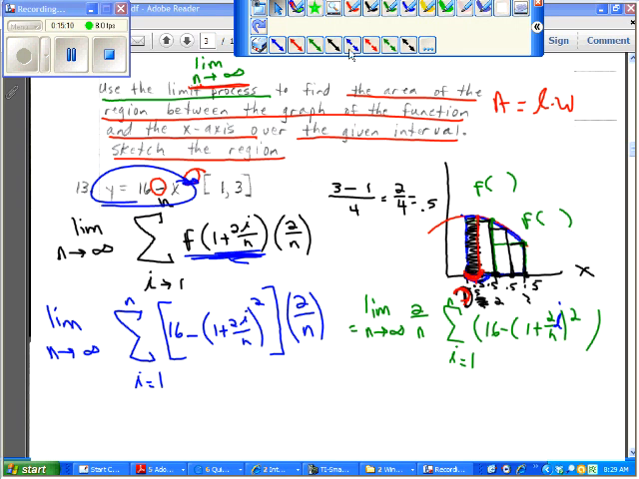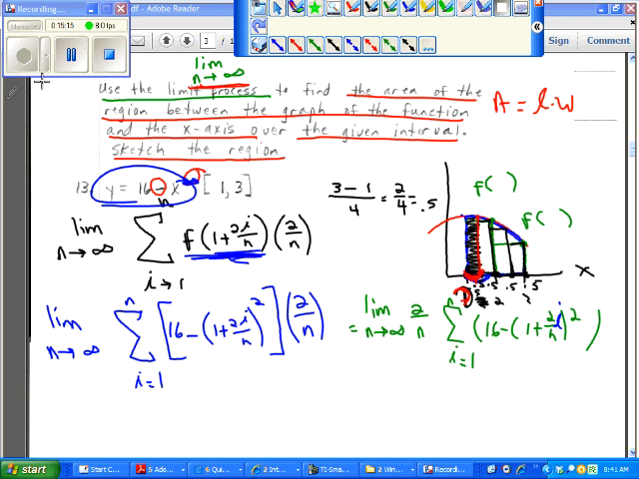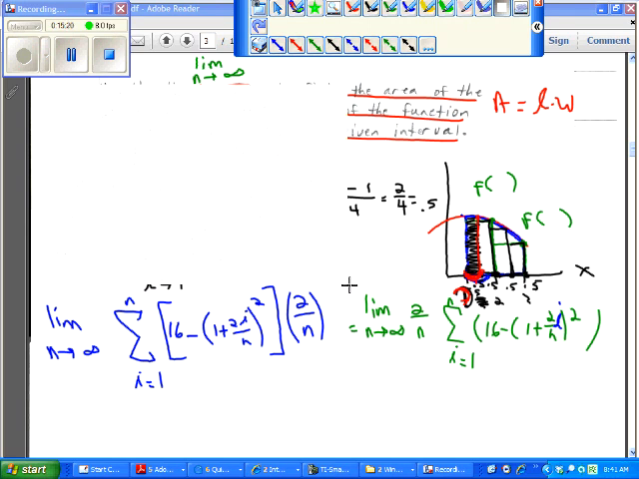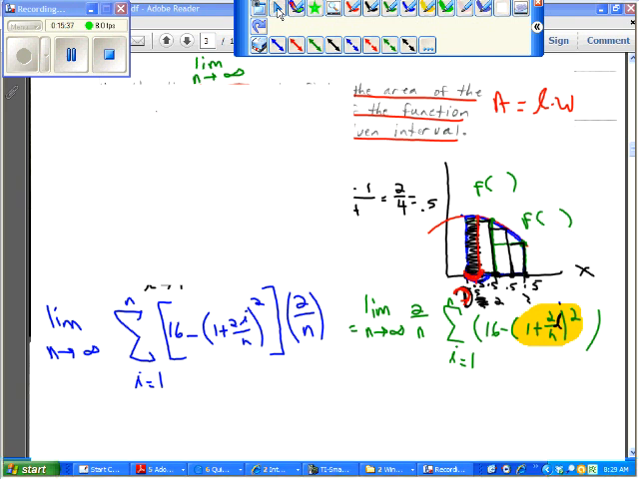Okay, so we got to there. I'm going to have to remove stuff as we go because of space here. So I'm going to remove that. Now, we need to expand this, okay? We need to expand that. So we're going to think of it as 1 plus 2i over n times itself, 1 plus 2i over n, right?